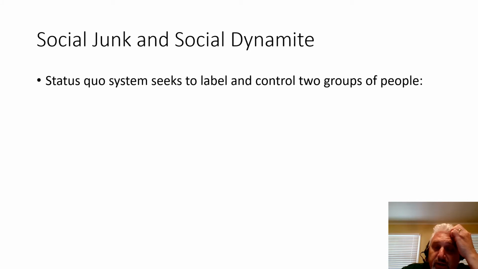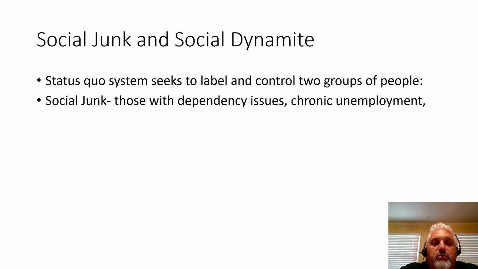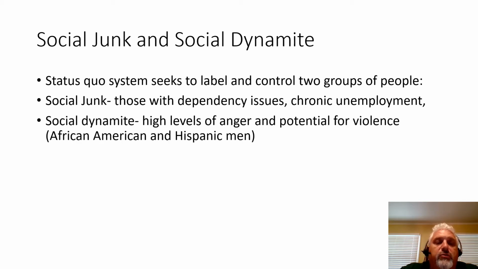Labeling theorists talk about two types of people. They talk about social junk and social dynamite, and the argument is that the entire criminal justice system is there to control social junk and social dynamite. The social junk are those with dependency issues and chronic unemployment. The social dynamite are those who are seen as violent and potentially dangerous.